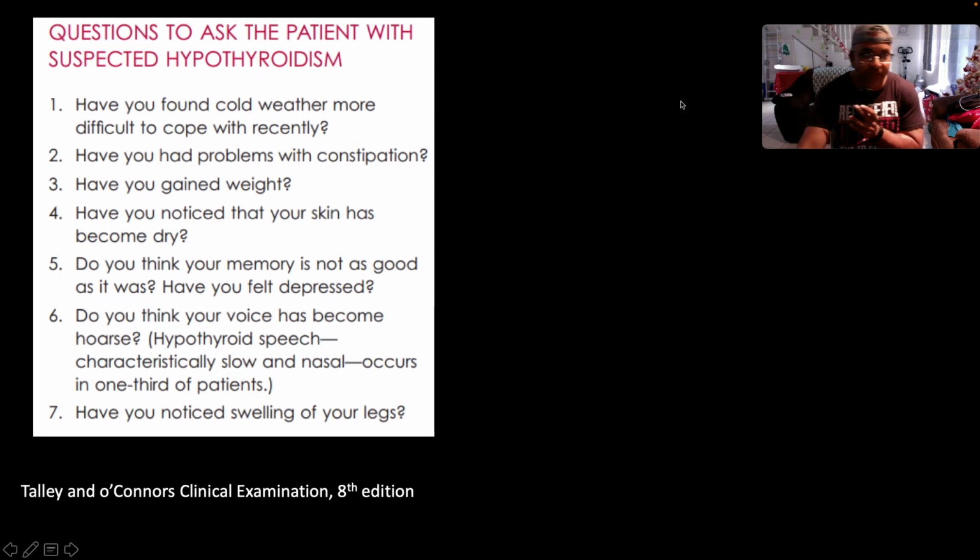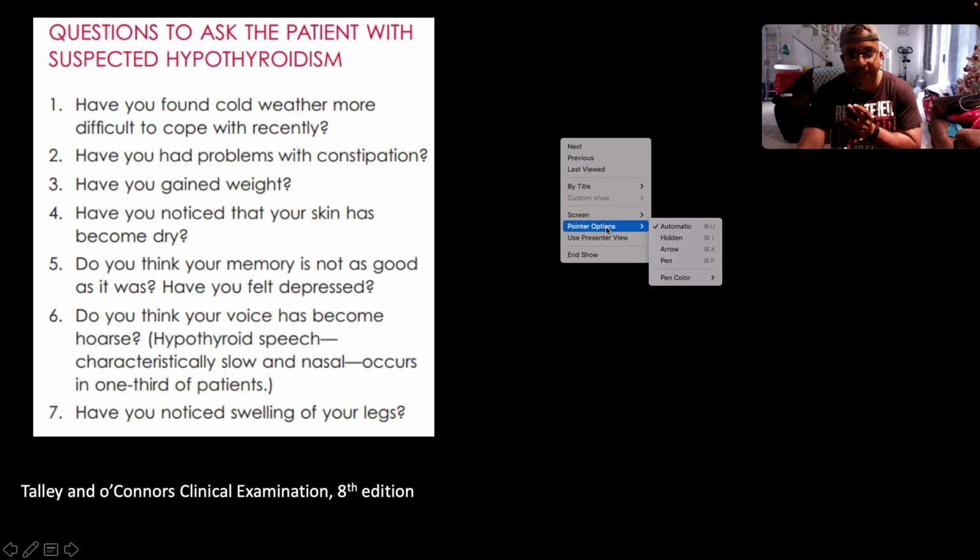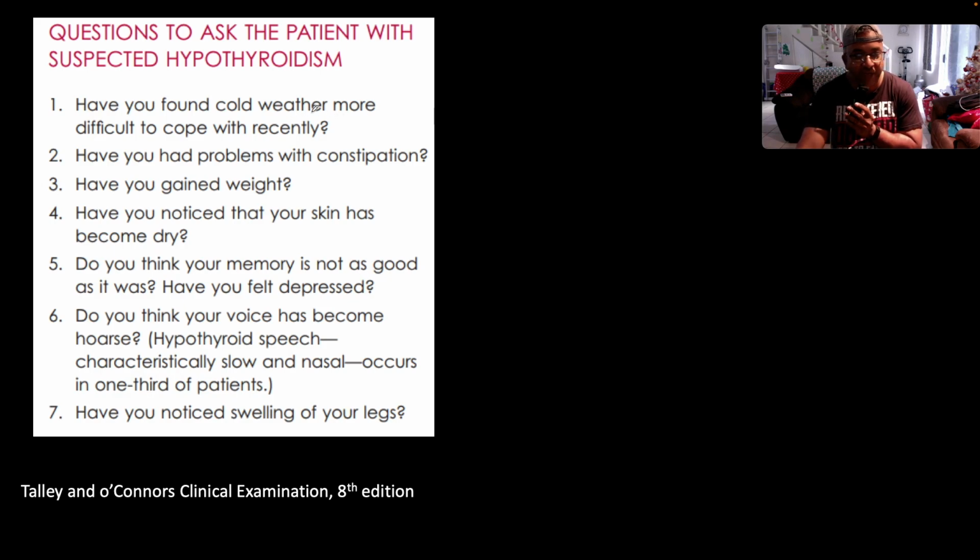So important questions to ask, if you suspect that your patient may have hypothyroidism. On history, have you found cold weather more difficult to cope with recently? That speaks to cold intolerance. Have you had any problems with constipation, so your bowel habit is abnormal? By constipation, we mean infrequent passage of stool, at most 3 per week. Right, and its consistency is often hard.